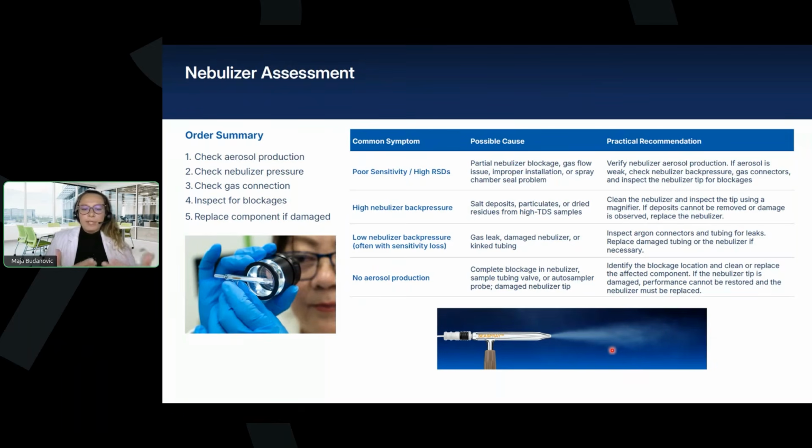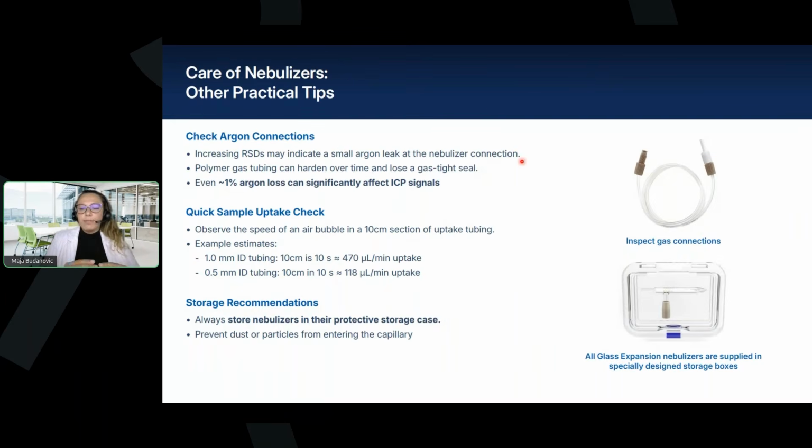To summarize the troubleshooting sequence, first check the aerosol production, then verify nebulizer pressure and gas connection. After that, inspect for blockages, and clean or replace components if damage is confirmed. Besides checking the nebulizer itself, there are a few simple things that can help maintain stable performance.